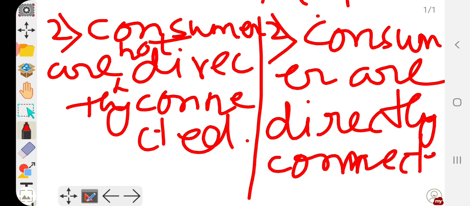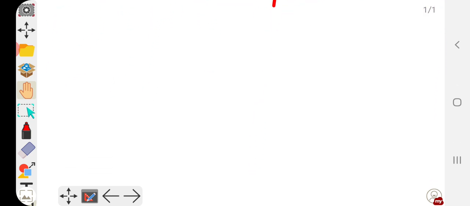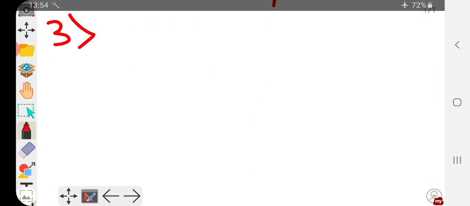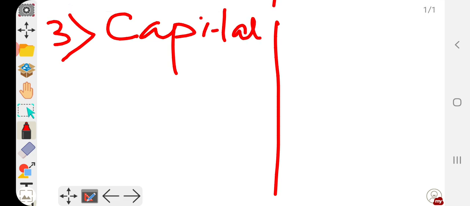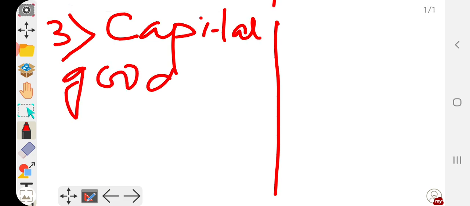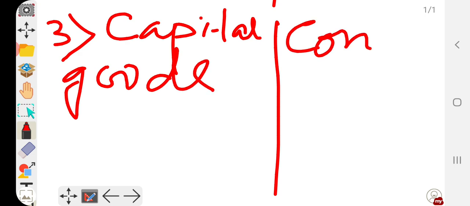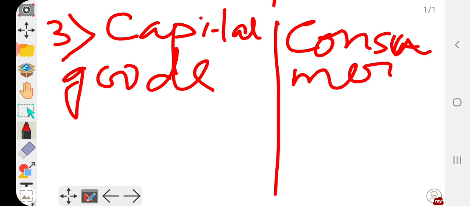The third point of difference will be: these are capital goods, they produce capital goods, and they produce consumer goods.